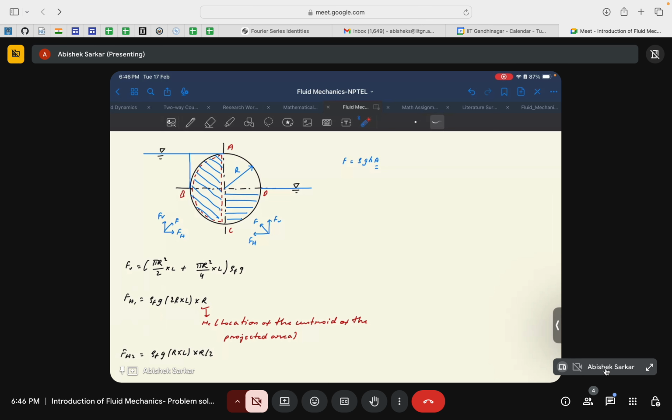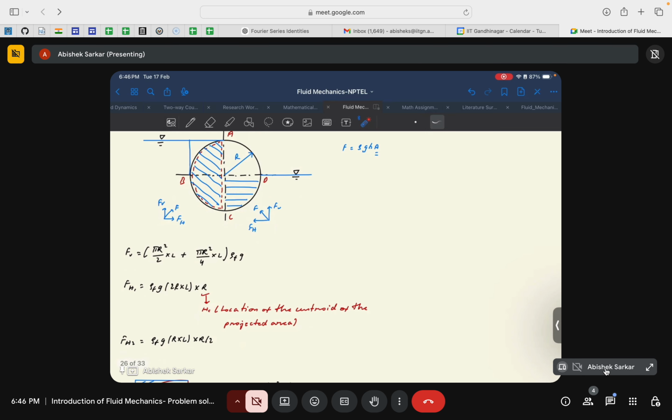The area is actually the projected area of this particular cylinder. The projected area will be the rectangle of dimensions 2r times the length of the cylinder, so 2r times L. And the h, if you remember, is the distance of the centroid from the free surface. The centroid would be at a distance of r from the free surface. So it is r.